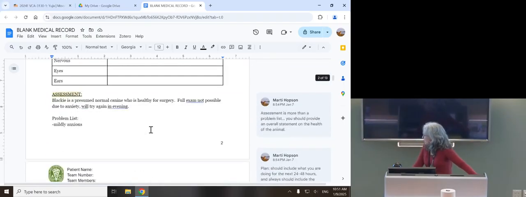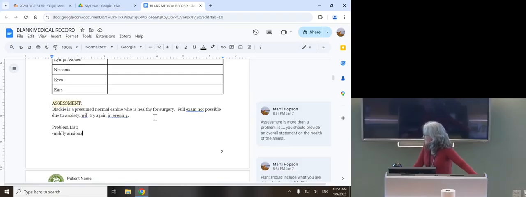Okay, so we've got an assessment statement, and if your signalment statement was part of this, or you repeated it, or you didn't put it up top and you put it here instead, fine. But on this first part of the visit, that signalment statement should be present.